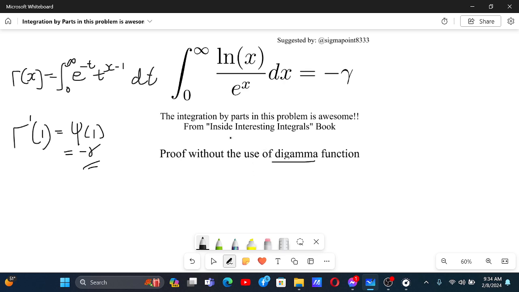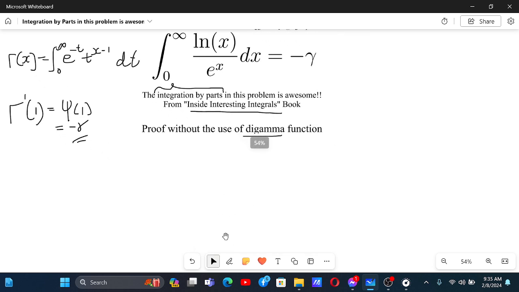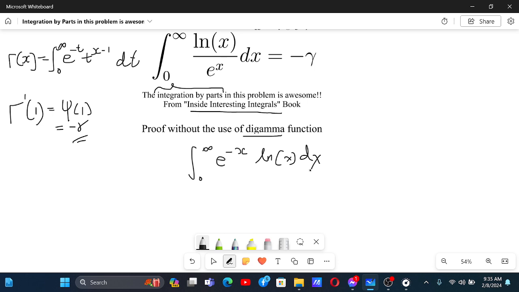That's why this book presents another proof without the use of the digamma function, basically by integration by parts. And the integration by parts is also really different from what we do most of the time. So let's see how we prove this expression. First of all, let us write this as the integral from 0 to infinity of e to the power minus x ln of x dx. Now, through integration by parts we will try to take this integral into another form.